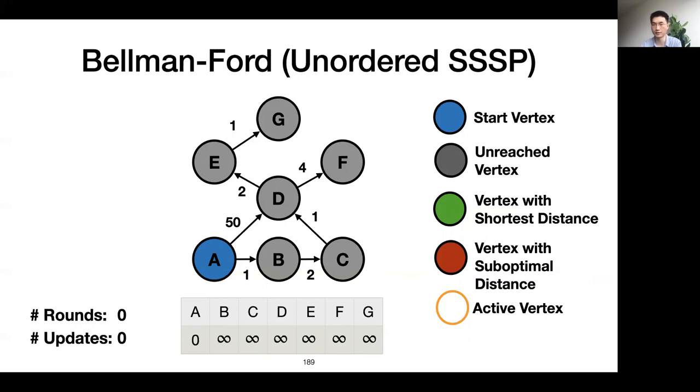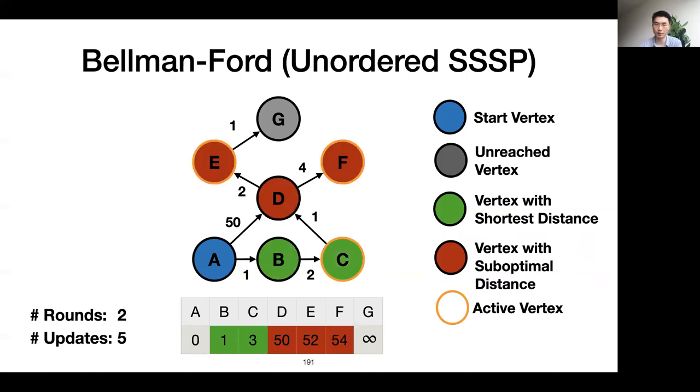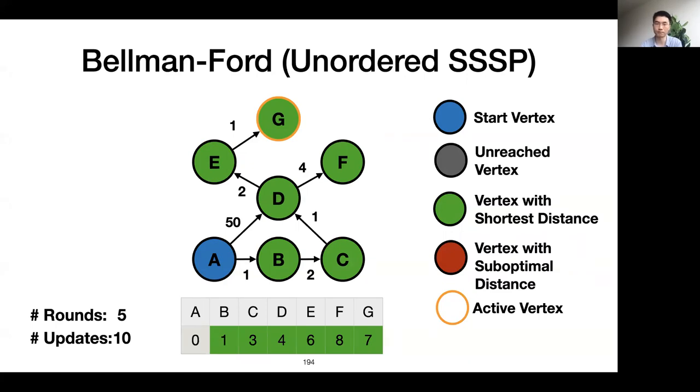So in the beginning, it's all infinity except for the starting node A. In Bellman-Ford, which is an unordered algorithm, each node will update its neighbors to the current shortest distance. So we first update B and D, and they will update their neighbors and keep propagating until all the vertices are finalized to the shortest distance. So this took 5 runs and 10 updates using this unordered Bellman-Ford algorithm.